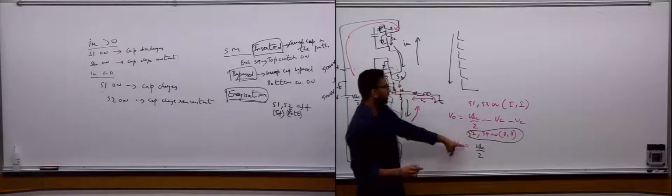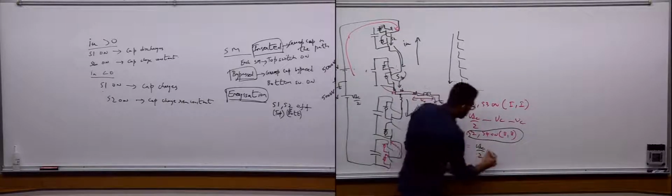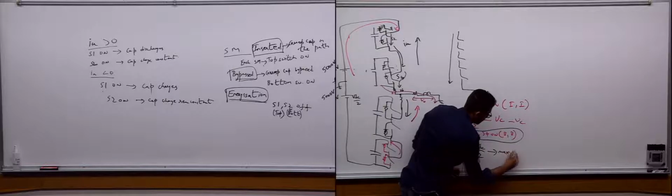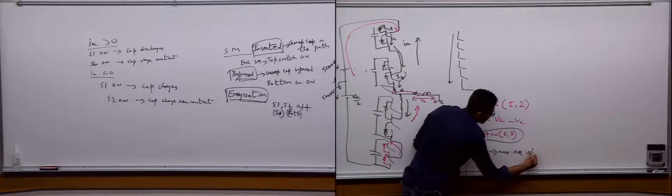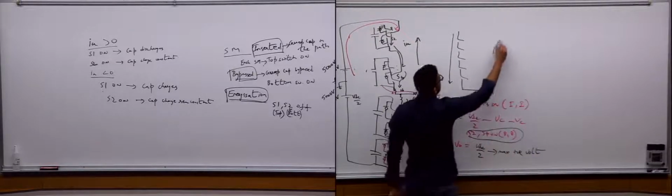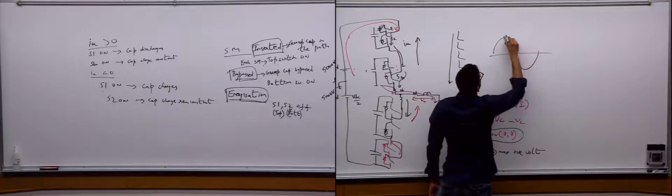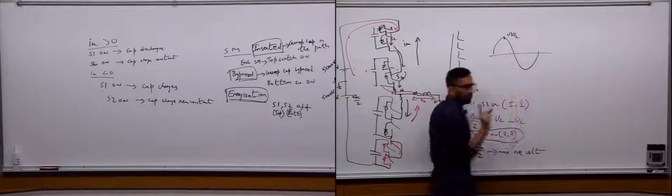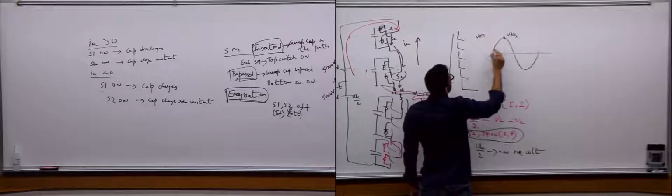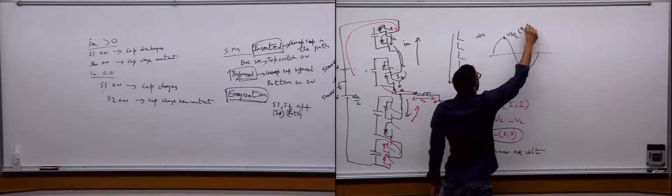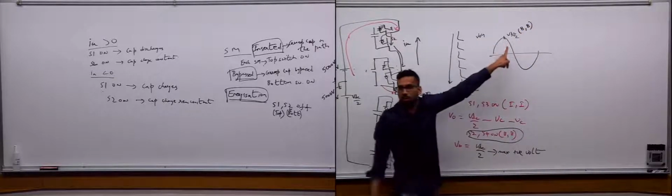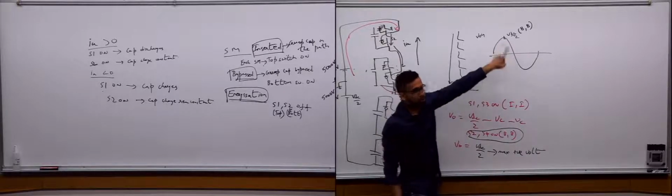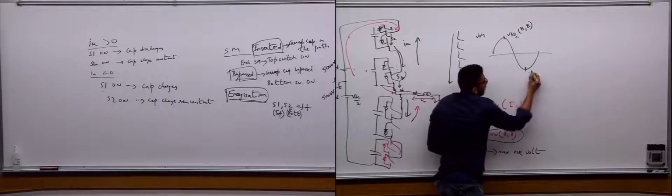So don't you think this is the maximum positive voltage, and for a symmetric sine wave, if this point is VDC over 2 with respect to ground, so this is VOG. So when both are bypassed, we have maximum positive voltage of VDC over 2. So don't you think we need a maximum negative voltage of minus VDC over 2?